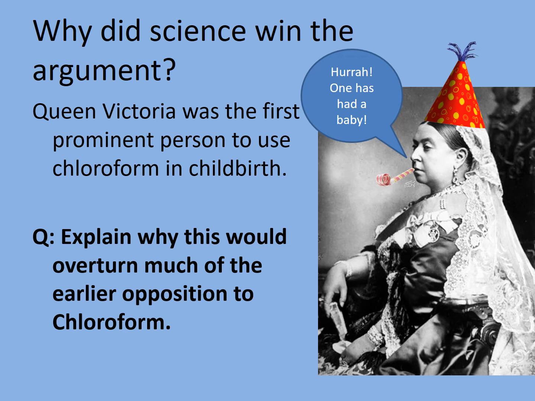Firstly, at this time, probably the biggest celebrity in the country was the Queen herself. So seeing her as a high-profile person using chloroform meant that other people were more likely to accept it as a medicine as well. But don't forget that actually the Queen of England is also the head of the Church of England. So if she used it, then clearly there can't be that many religious objections to it. And so many of the Church of England, at least, religious objections to the use of chloroform were completely overturned by Queen Victoria having used it.